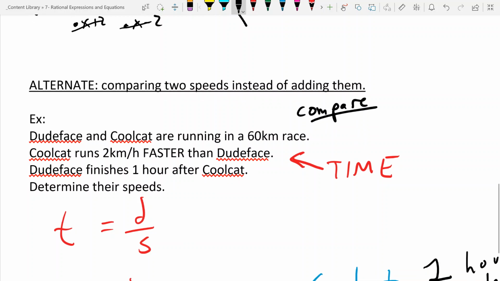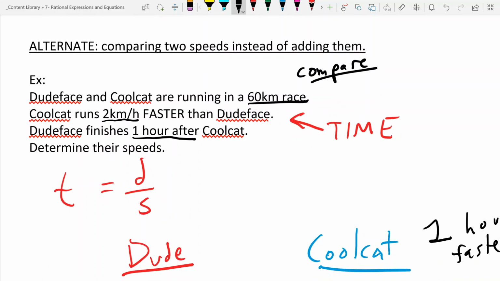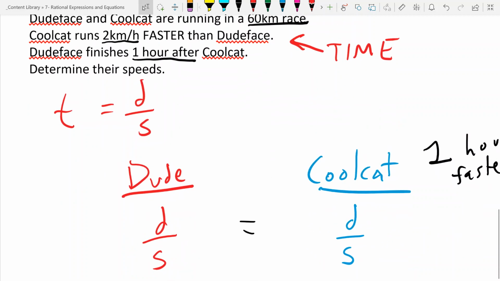So in this one, Dude Face and Cool Cat, greatest names ever, are running in a 60-kilometer race. Cool Cat runs 2 kilometers an hour faster. Dude Face finished 1 hour after. Determine their speeds. So I'm working with time, so I'm going to set this up as time equals distance over speed, and I'm going to set it up as an equation to compare: one side of the equation to have Dude Face and one side to have Cool Cat.